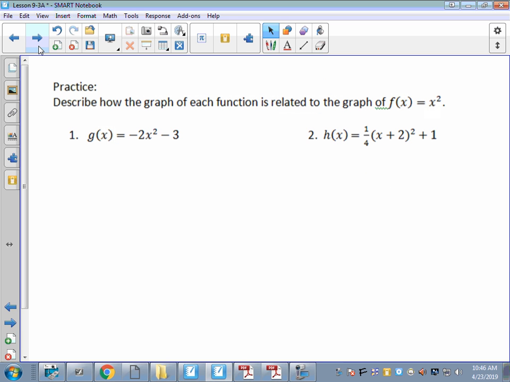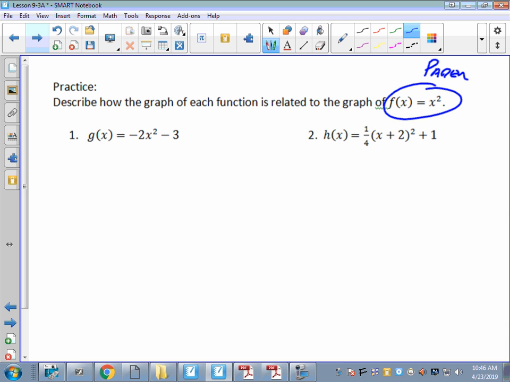So this one just says, describe how the graph of each function is related to the graph of f of x equals x squared. So remember, that is our parent graph. Remember, y equals x squared is our parent function. That's the most basic of the parabolas. So how does this relate to it? So the first thing we've got to look at is, what's our a value? The a value is -2. So I know it's negative, so I know right away it's going to open down.